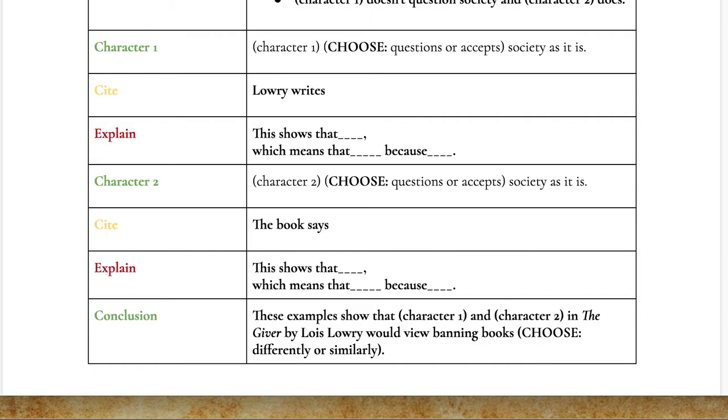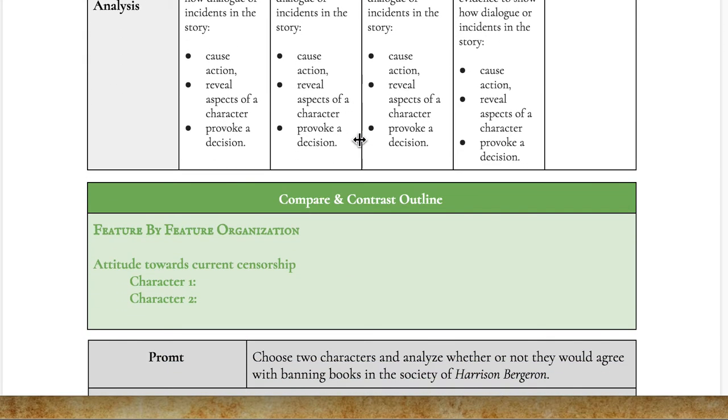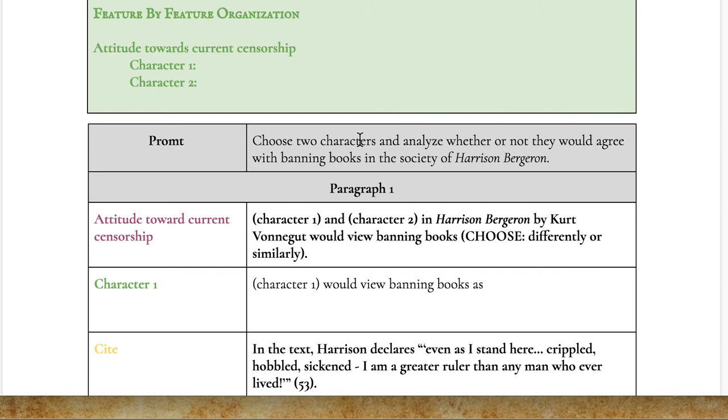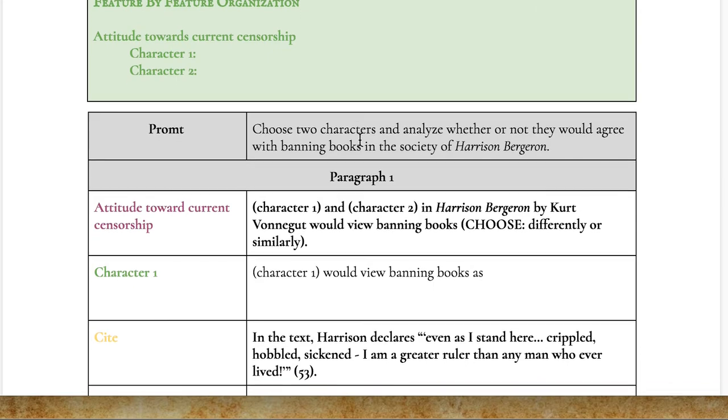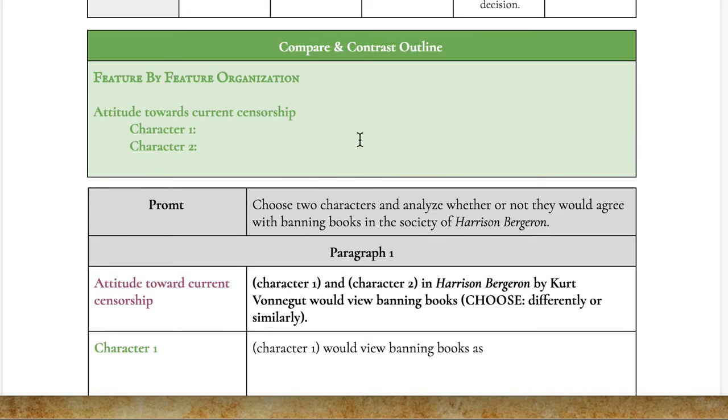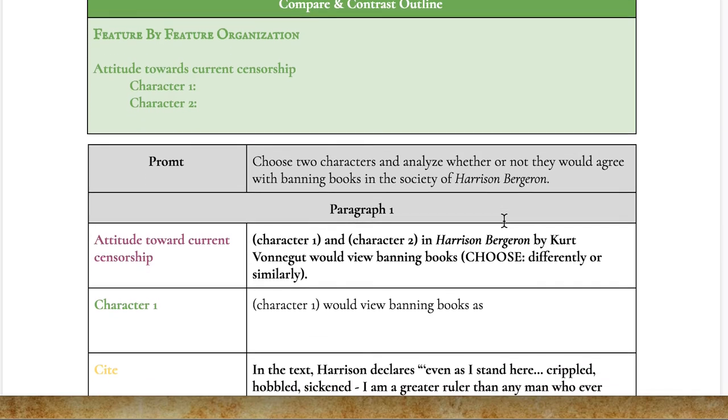Now, to give you another example using Harrison Bergeron, I'm going to actually write the first paragraph of this, answering the same question, and explain my thinking as we go so that you guys can see what this looks like. So I'm going to answer that same question of choosing the 2 characters and whether or not they would agree with banning books in Harrison Bergeron.